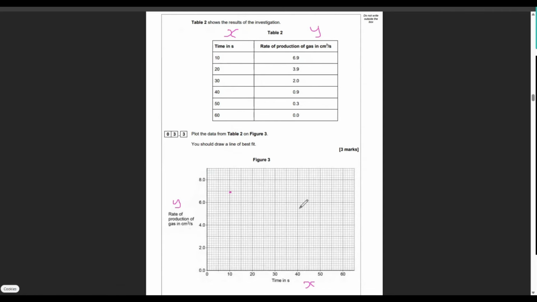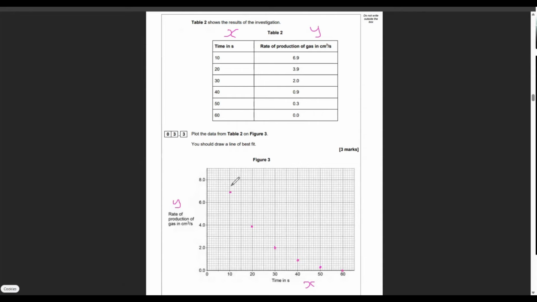So this is a case of just going 10 and 6.9, 20 seconds along the bottom and up to 3.9, then 40 and 0.9. So that should just be below the 2. That was not a good effort. When, oh no, 30 and 2 and 40 and 0.9 is just below there. And then 50 and 0.3, that's going to be 1.5 squares up. Each baby square on the y-axis is worth 2 here. And at 60 seconds, we're at 0.